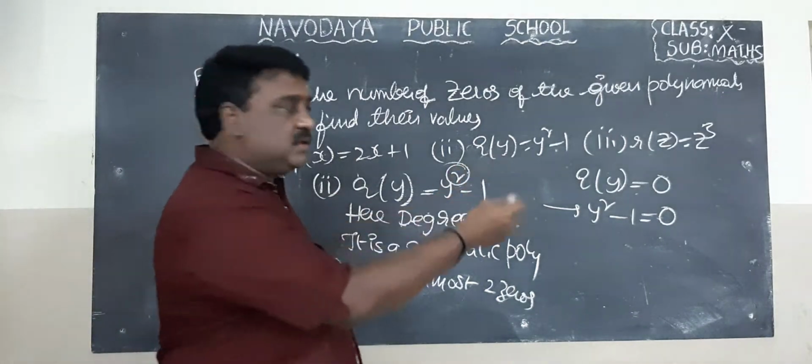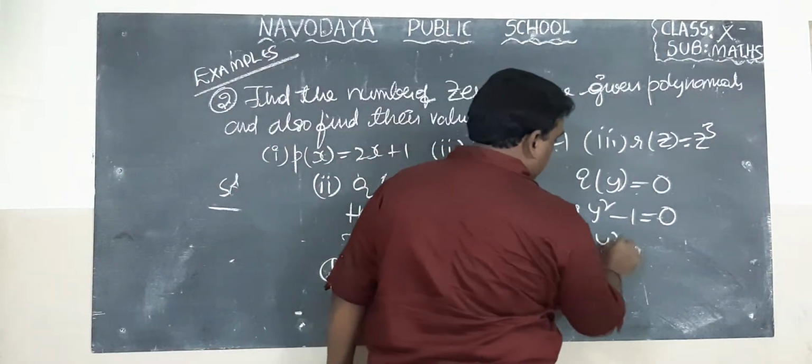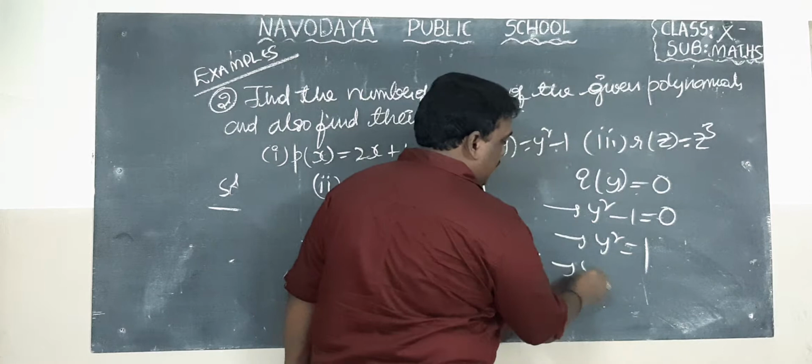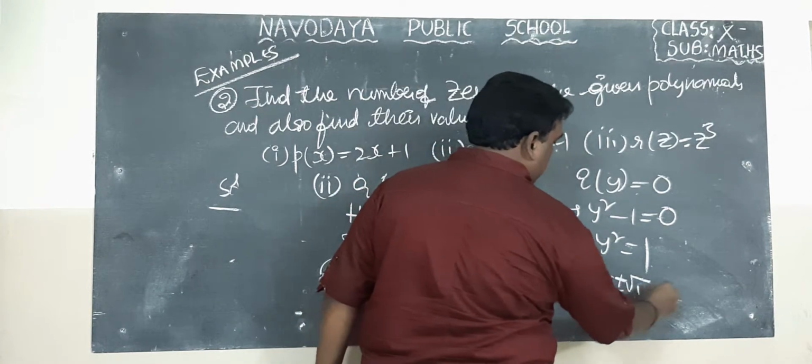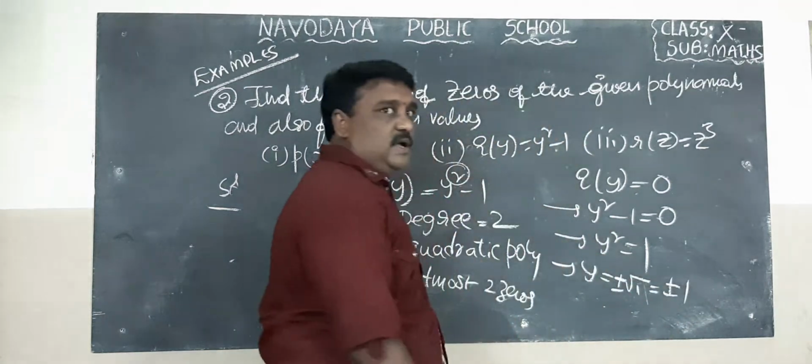Minus 1 becomes plus 1. Y square equal to 1. Square becomes root, plus or minus root 1. What is the answer? Plus or minus 1.